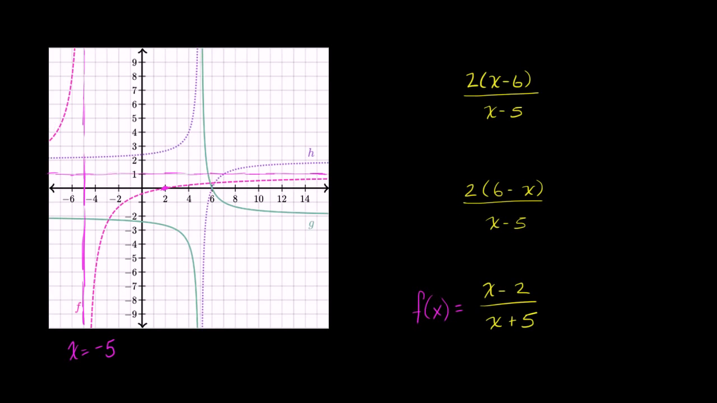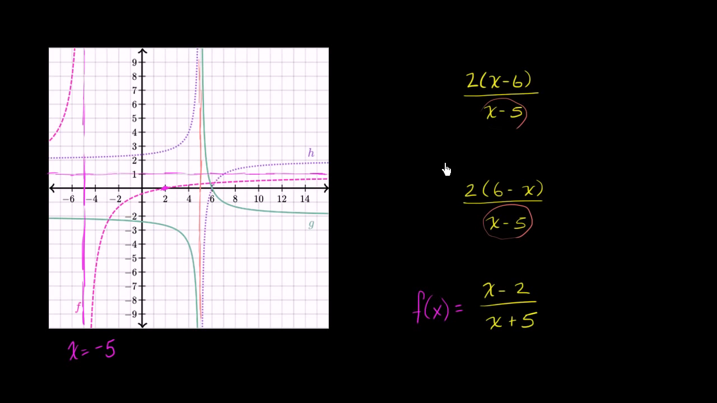Now let's look at g of x. Actually, they're trying to trip us up here because it looks like both h and g of x have a vertical asymptote at x is equal to 5. So the vertical asymptote isn't what's going to help us resolve between g and h. G and h both have a vertical asymptote at x equals 5, and you see that over here. At x equals 5, both of them are undefined. When x equals 5, both of their denominators are 0.